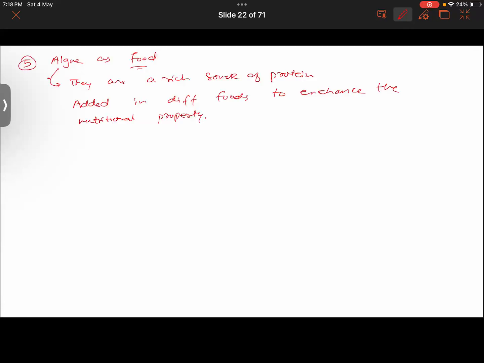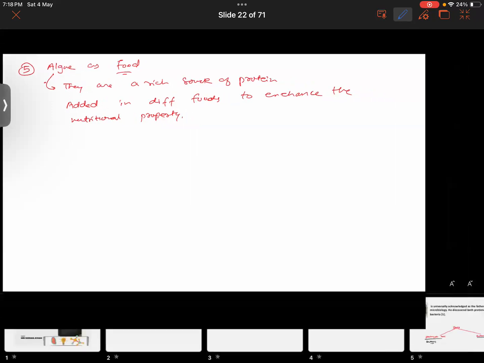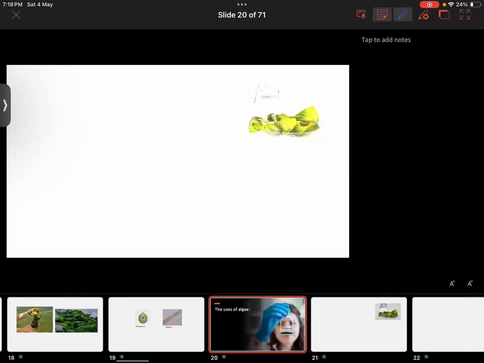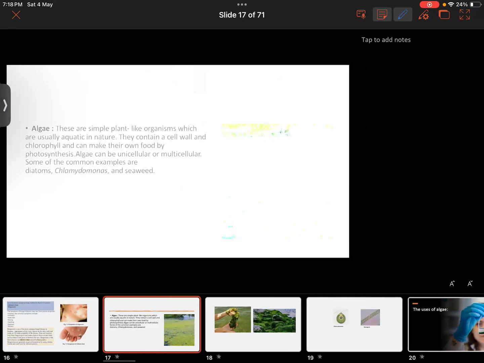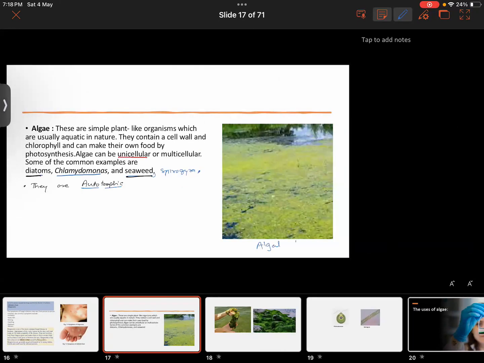Then let's understand how they are used in prevention of pollution. Although we have studied this earlier, algae are known to cause water pollution, like algal bloom. If you look at these images, this one over here is called algal bloom.